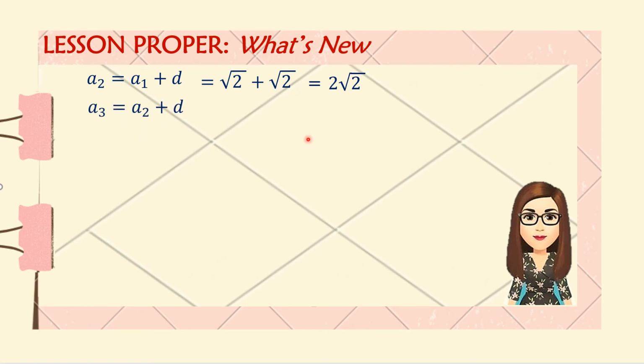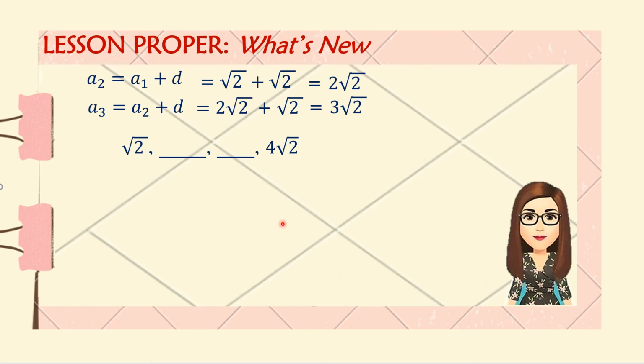Then, next, doon naman tayo sa a sub 3. So, we have a sub 3 is equal to a sub 2 plus the common difference. So, that is equal to 2 square root of 2 plus square root of 2. May 1 ulit dyan. So, 2 plus 1. So, 3 square root of 2.